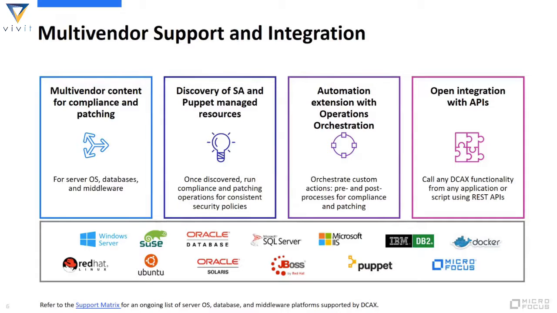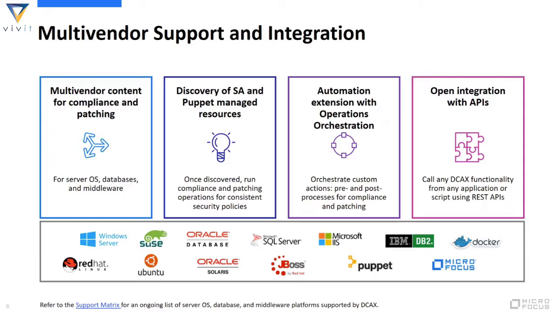DCA's out-of-the-box IT compliance content supports a broad range of commercial and open-source server OS, database, and middleware. DCA can also integrate with resources managed by SA and Puppet, so your IT team can support the continued use of existing tools. Once DCA discovers these resources, it can run compliance and vulnerability operations on them. With this feature, non-central teams such as different lines of business can continue to use Puppet and maintain their autonomy and flexibility, while central IT can govern consistent security policies across the data center.